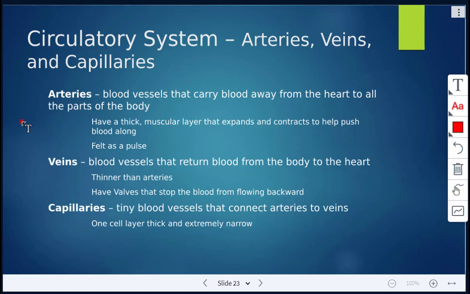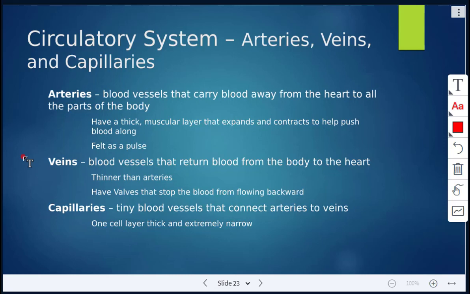So they have a thick muscular layer that expands and contracts to help push blood along. And we can also feel it as a pulse. So on our wrist, kind of under our jaw as well, you can feel that pulse. Veins, these are blood vessels that return blood from the body to the heart. They are thinner than arteries, and they also have valves that stop any backward flow of blood.